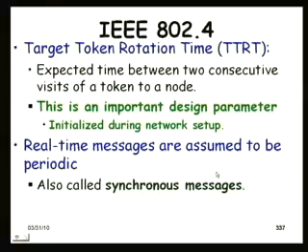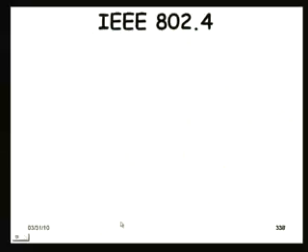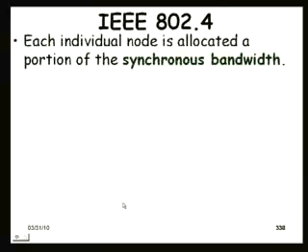And here the real time messages are considered to be periodic, and they are called synchronous messages. And the other types of messages, the non-real time, are called asynchronous messages, and the asynchronous messages get transmitted only when there are no synchronous messages. Is that okay? So, the real time messages are called synchronous messages, and only when there are no synchronous messages, the asynchronous messages will be transmitted.